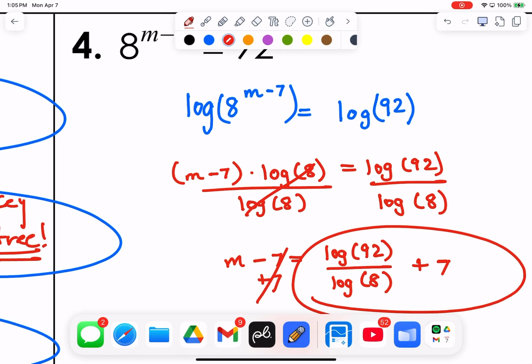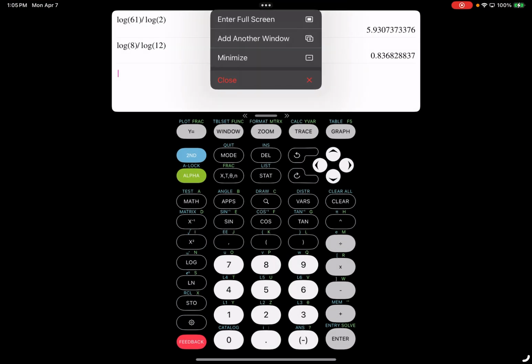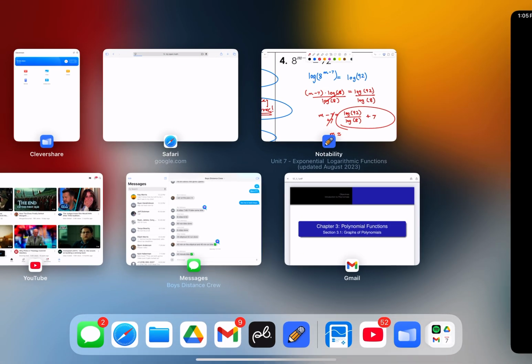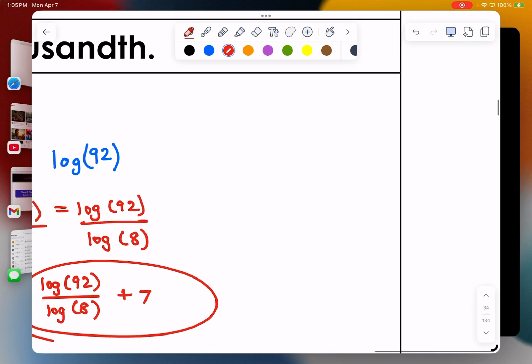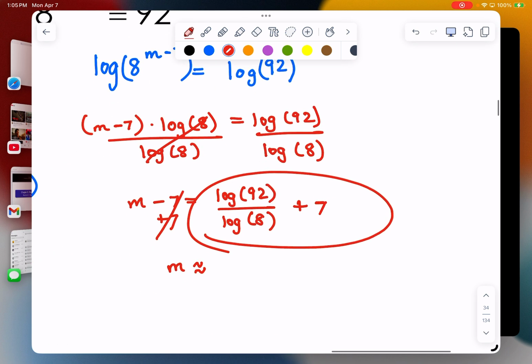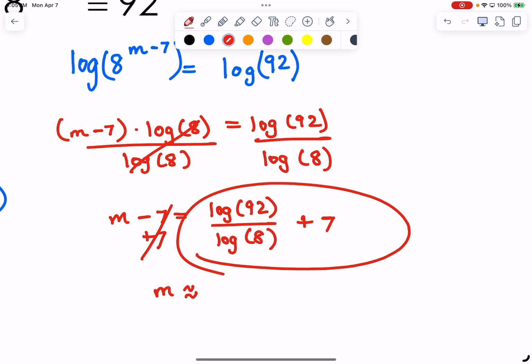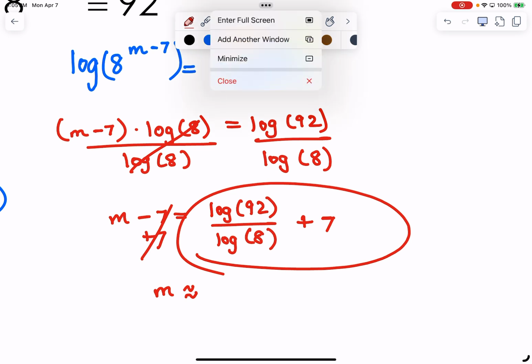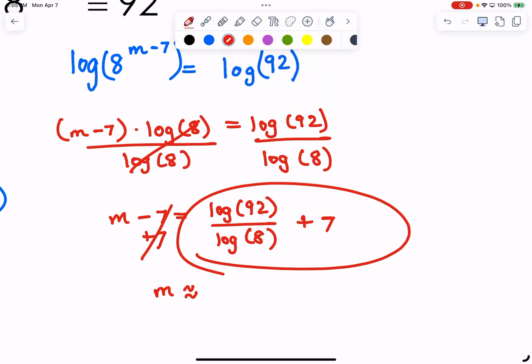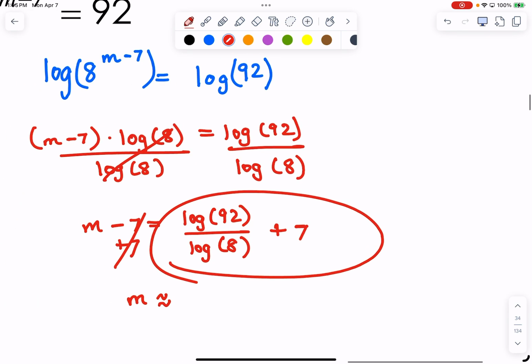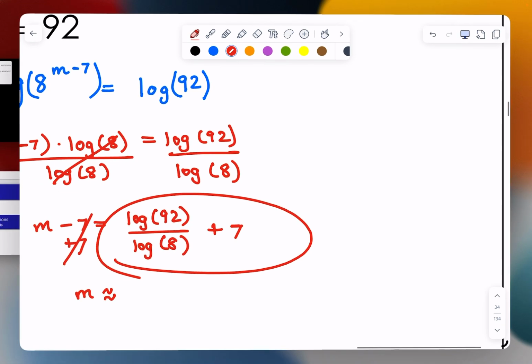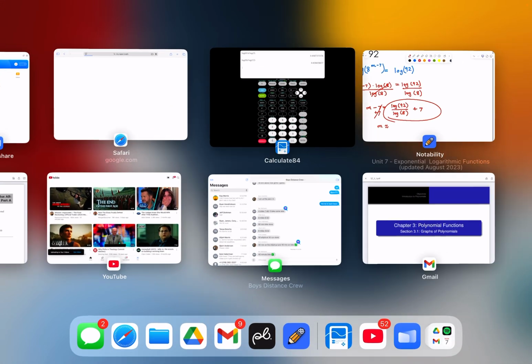Ready? I'm going to split my screen so you can see. Here we go. Split. Let's see. Add another window. Let's see if it worked. No, that didn't do what I wanted it to do. I thought they let me do the side by side. I can't do it. Never mind.